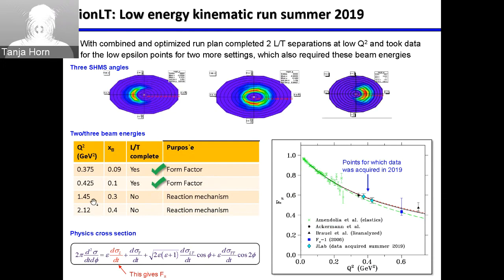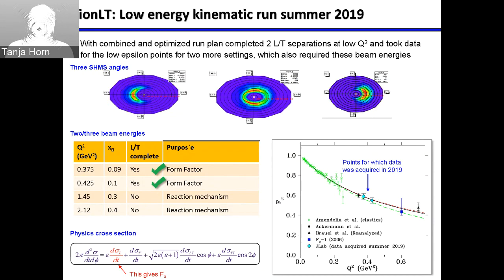So we were able to take two full LT separations, these two points here on the top, for the form factor measurements, and then two more points for the reaction mechanism, where we couldn't take both energies, but only one. But of course, it's already great progress either way. For the form factors, here on the right plot, you see the points that we acquired in the summer last year with the projected uncertainties. These are not the data yet. This is just giving you an idea of how well we think we can do with the extractions.